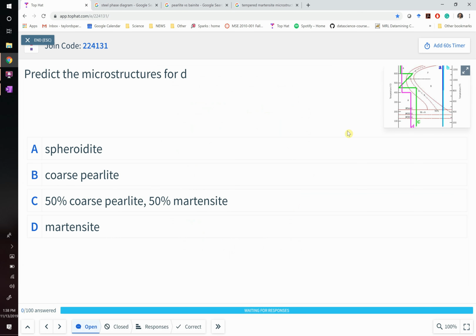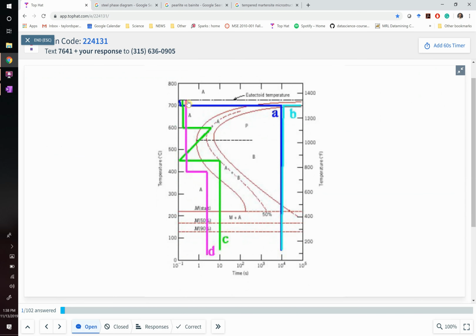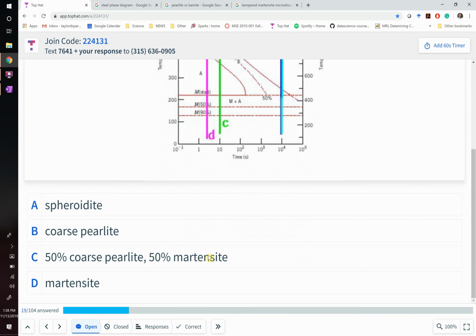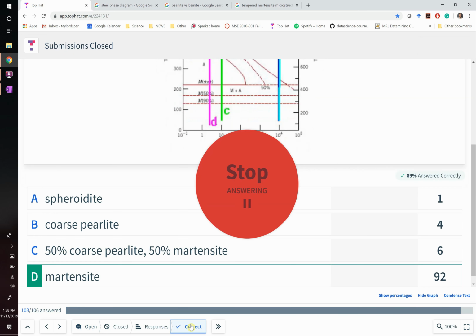All right, this one's for D. If you look at D, it's the magenta line where you quench it somehow instantly. You hold it for a couple seconds, then you quench it instantly down to room temperature. Do you end up with A, B, C, or D? Okay, I'm going to close the poll. Hopefully people think this was martensite, and yeah.